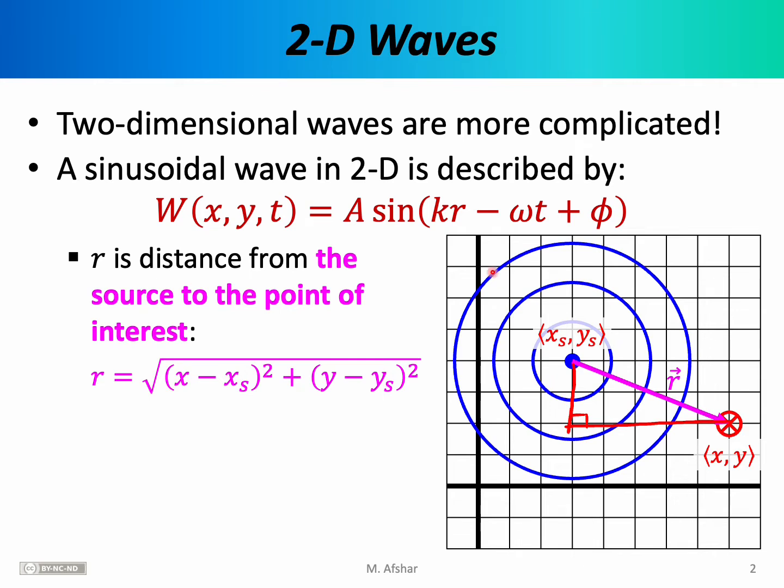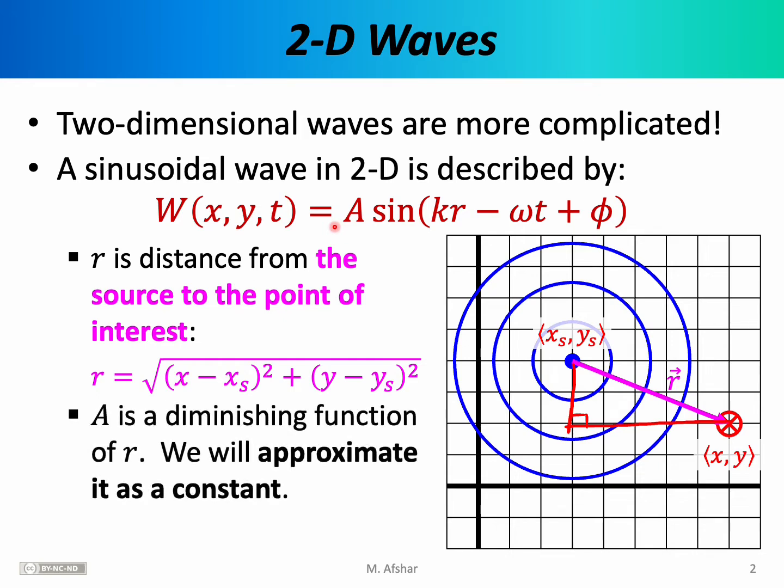I should also mention that in general, A could depend on position. For two and three-dimensional waves, A is usually a diminishing or decreasing function of r. However, that's a complication that we don't need to consider here. So going forward, we will approximate A as if it is independent of r. So approximately, we will say that A is constant. It turns out the points that we want to really discuss are independent of A, so this approximation will not make much difference in our subsequent discussions.